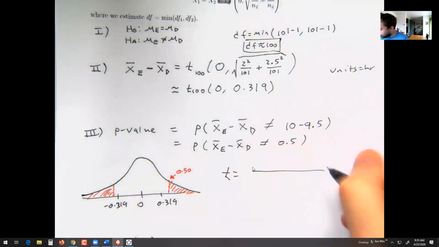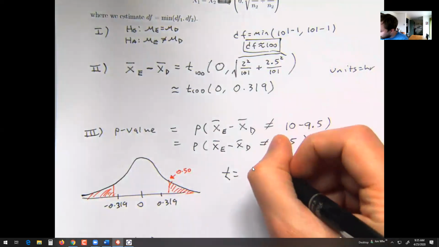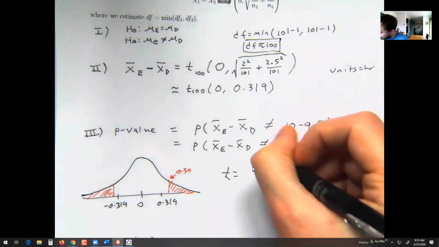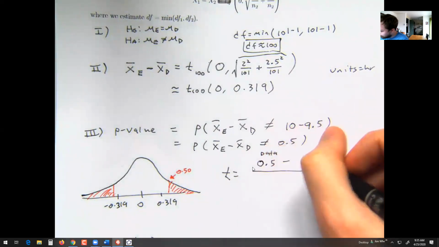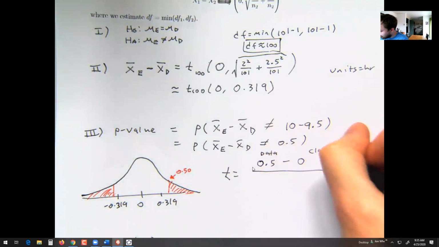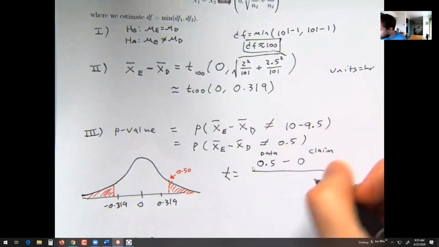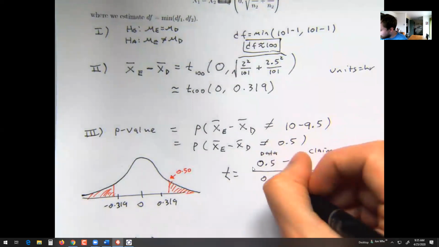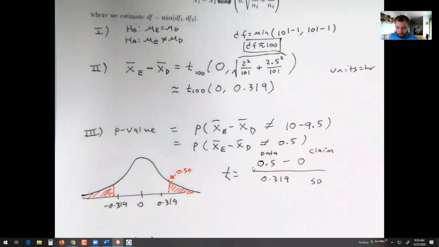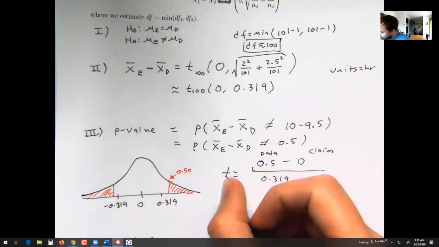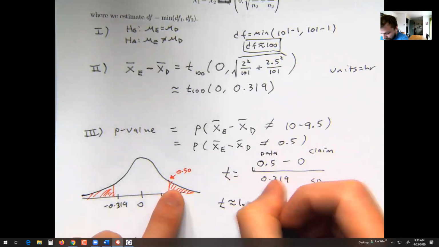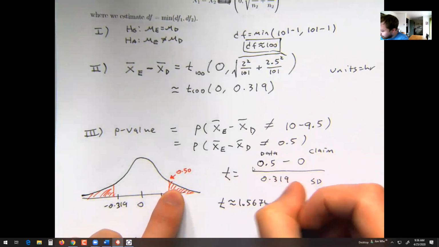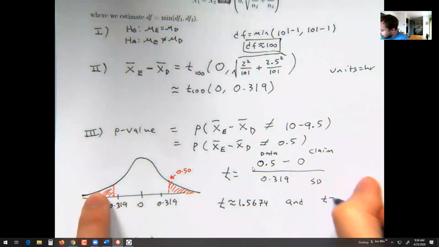So t is equal to my value. Well, my value is my difference, 0.5. So I'm going to take my data difference minus the center. The center is the claim, that's 0. And I'm dividing this by the standard deviation. My standard deviation for this model was at 0.319. So I have 0.5 divided by 0.319. This gives me a t-score on this upper side of 1.567, and my t-score on this other side is negative 1.567.